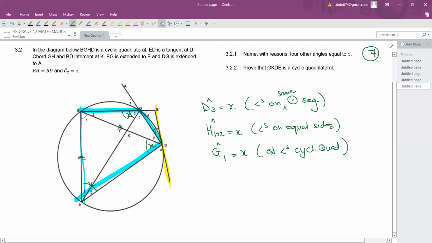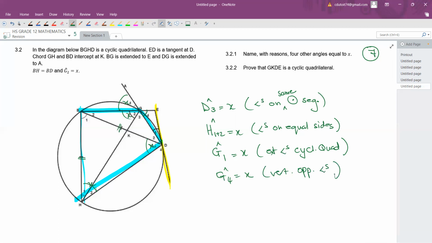Okay. So that one is X, that's correct. And then G4 is also X. Is that correct? Yes. Why? Vertically opposite angles. Right, these are 4 angles equaling X. I wonder if there's a fifth.